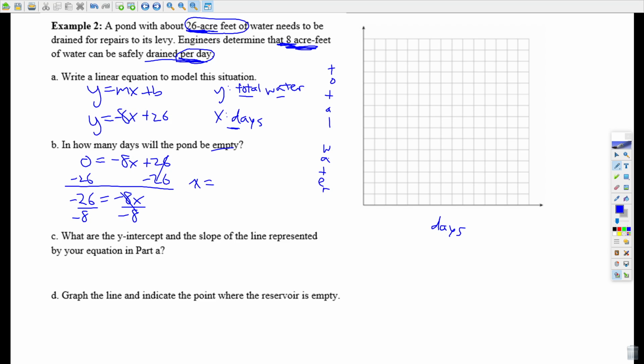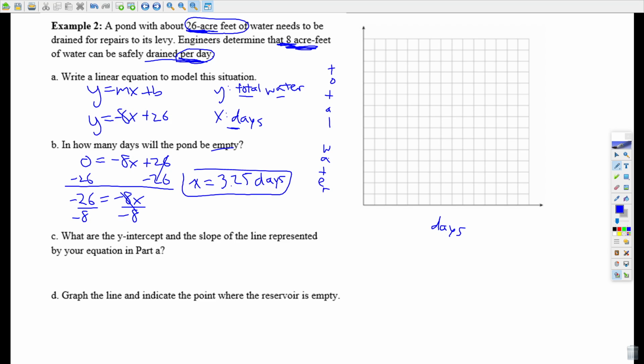And it's a decimal, but it's not a very long decimal. Got about 3.25 days. So that's how long it will take for it to be empty. So sometime after the third day.